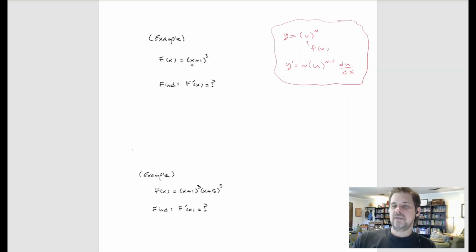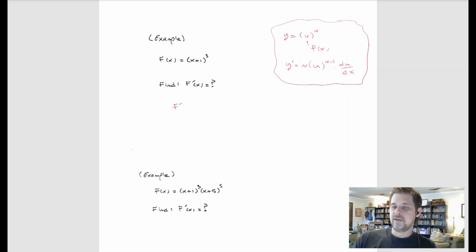The function is x plus 1 to the third power. So far that is like this: x plus 1 would be the u, to the third power, that would be the n. It's a function raised to a power. And I want f prime. f prime is a notation for the derivative. This would be the rule to find that.